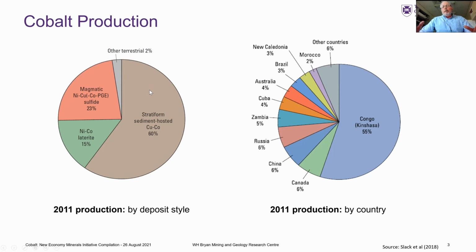Rick, in one of his early slides, was talking about primary and byproduct or secondary commodities, and you can see that the predominance of cobalt production globally is as a byproduct of three deposit styles. It's no surprise that the predominance of production is from the DRC. Then you have this spread of countries all between about 2 and 6% production, with Australia sitting in there at 4%, which I presume is from the magmatic nickel-copper komatiite-related deposits and some laterites as well. So that's where cobalt production stands at the moment.